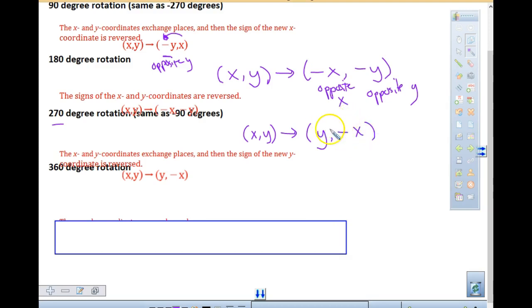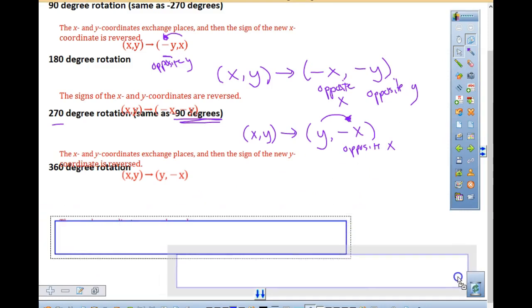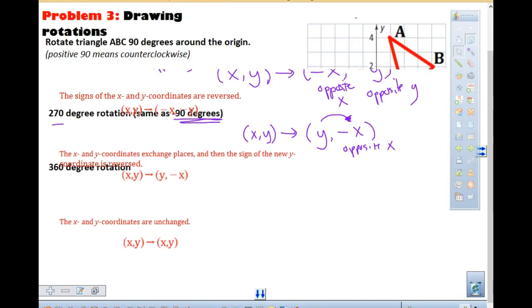And again, if I'm doing the 270, this is the same as a 90 degrees clockwise. So I put an arrow showing me for this negative 90 degree turn that I'm going to change the second one. And this again is the opposite of x. And really the best one is 360. What happens to 360? Everything should stay exactly the same. The x and y coordinates are unchanged, and it takes you back to your original picture. And again, if you need to pause the video to make sure you have this written down, do so.